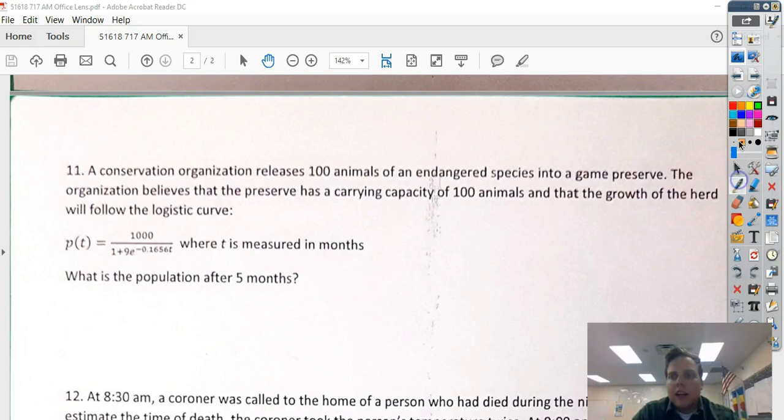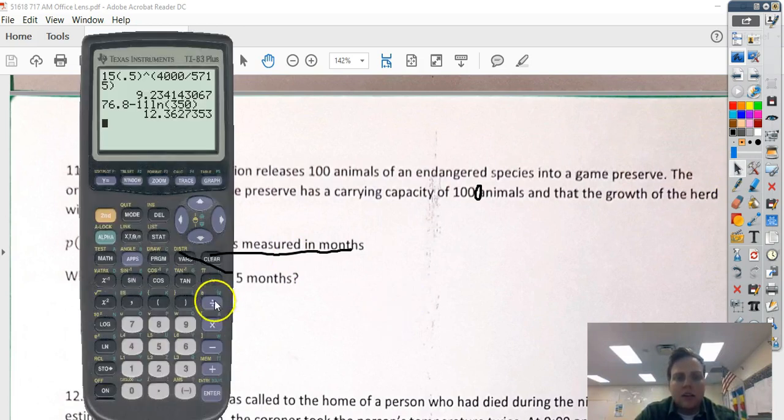Real quickly, just like I pointed out to you guys the first time we did this problem, you need to change the second 100 to 1,000. Again, if you don't actually ever read this, then it doesn't really affect anything. But if you do read this, the formula won't make sense. So what you need to do is change the second 100 to 1,000. Okay. What is the population after 5 months? t is measured in months. Plug in 5 for t. This is just a calculator situation.